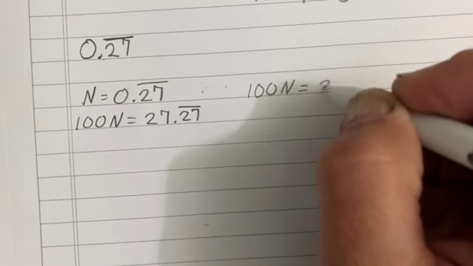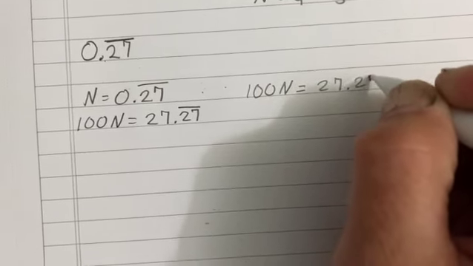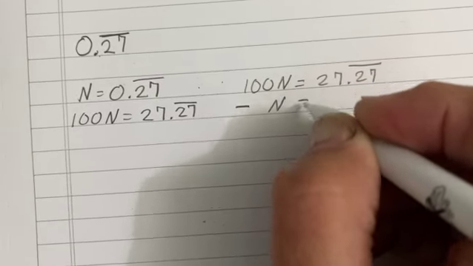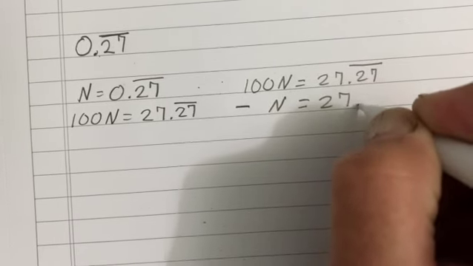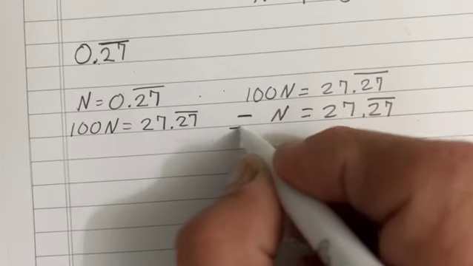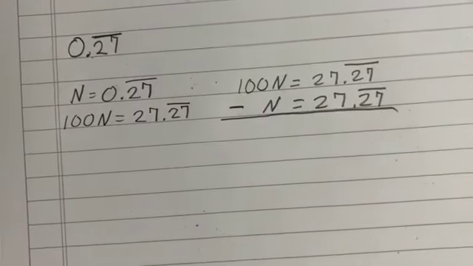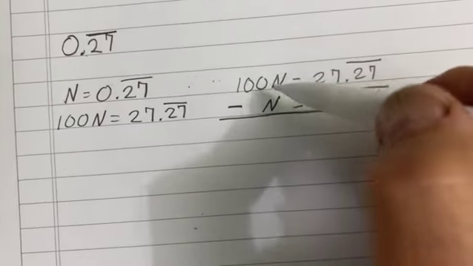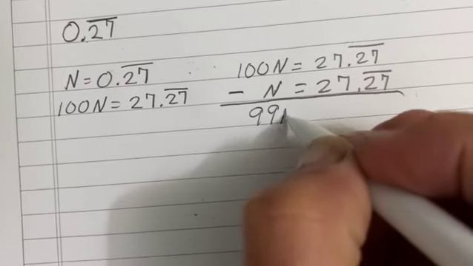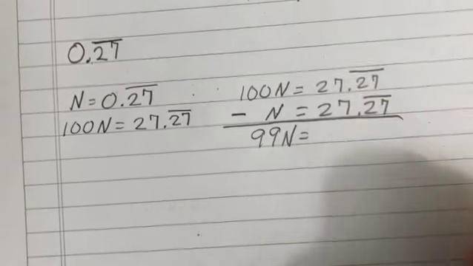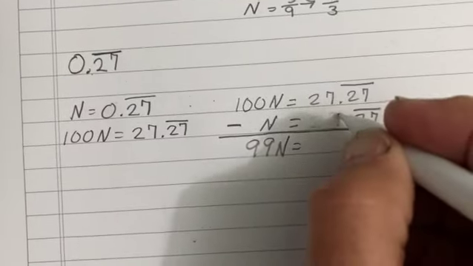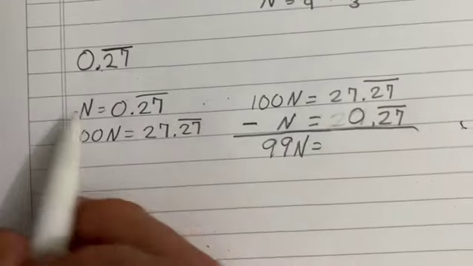27.27 repeating. Then I subtract n equals 0.27. You might notice I've made a little mistake. I put 27.27 twice. I will correct it here in just a moment on that video. So 100n minus 1n is 99n. And here's where I notice, oh, and erase it. It is actually 0.27. My apologies. Hope that did not confuse you.